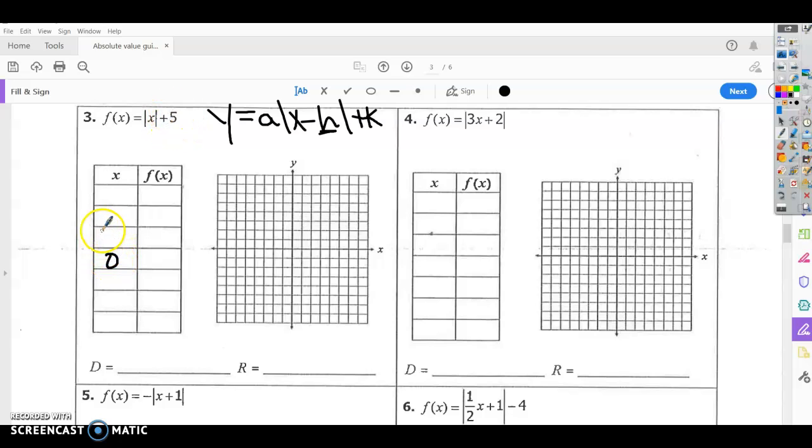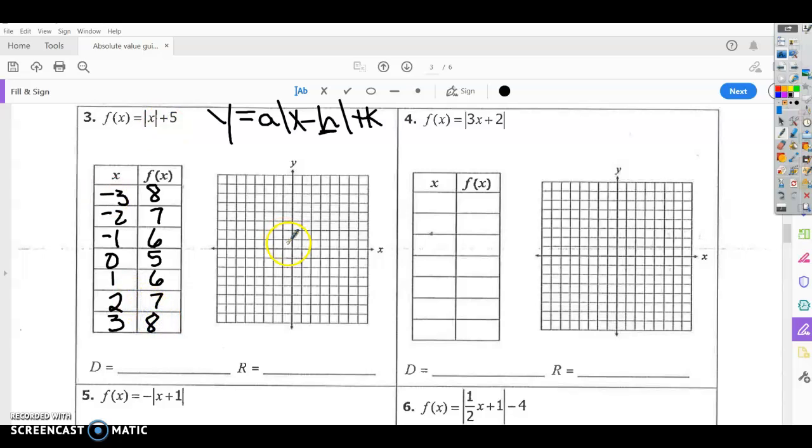All right, so we need to go on each side of 0. So let's go back, -1, -2, -3, and then I go 1, 2, 3. Plug these numbers in. Absolute value of -3 is 3. 3 plus 5 is 8. -2 becomes 2 plus 5. -1, so 1 plus 5. 0 plus 5. And then 1 is 1, 1 plus 5 is 6. 2 plus 5 is 7. 3 plus 5 is 8.